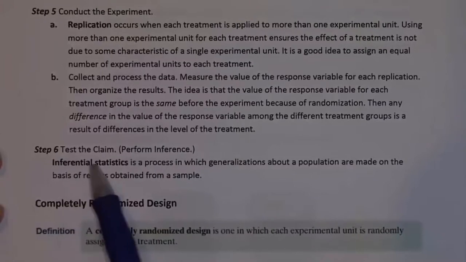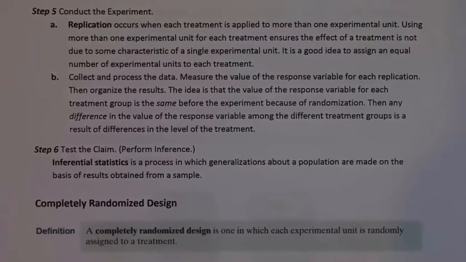Step 6, we're going to perform inference. We're going to test our claim. So if our claim is that the medication is going to reduce the severity of migraines, we're going to test that statistically. When we get to around chapters 9 through 13, we'll be talking about inferential statistics. Just as a reminder, inferential statistics is the process in which we make generalizations about a population based on the results we found in our sample.